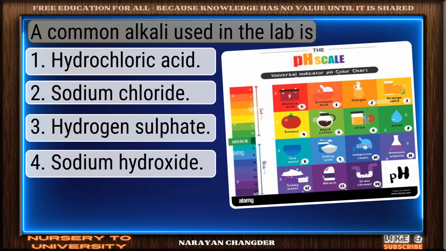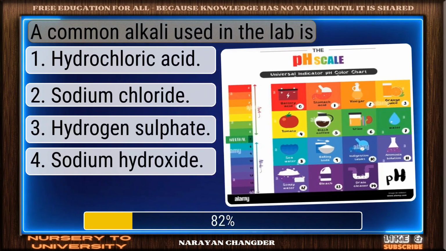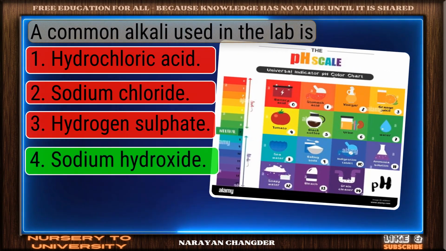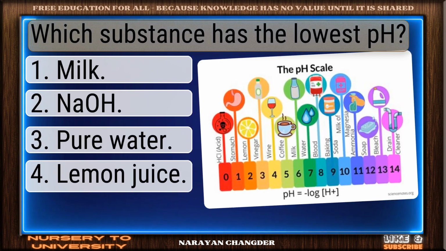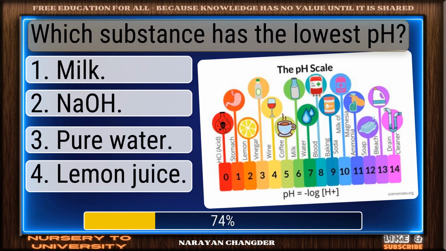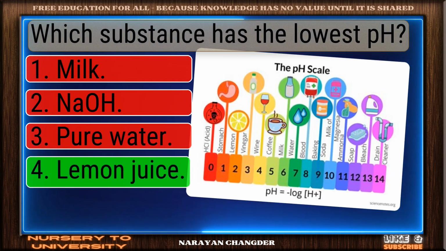Question number 74. A common alkali used in the lab is. Smart pick. Sodium hydroxide is the correct choice. Question number 75. Which substance has the lowest pH? Bravo! Lemon juice is the answer.